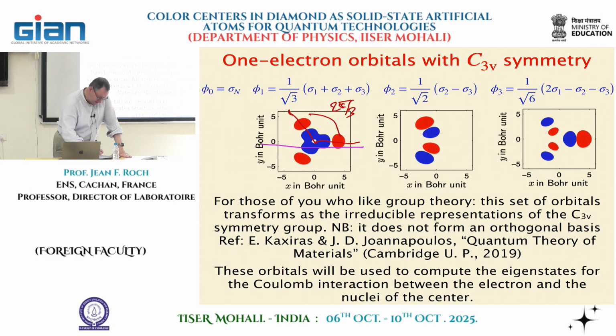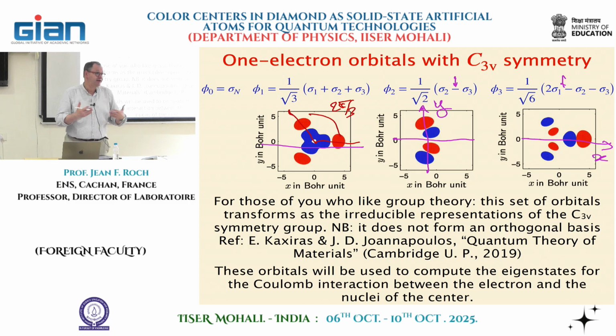Now I can do two other combinations here and here. So you see that here the system will be mostly localized on the y direction, whereas here it will be mostly localized on the x direction. Again, to go from the previous step to this one, you just need to apply group theory. There are a lot of books that describe it. But now we can use these orbitals to compute the eigenstates for the Coulomb interaction that describes the electron and the nuclei of the center.